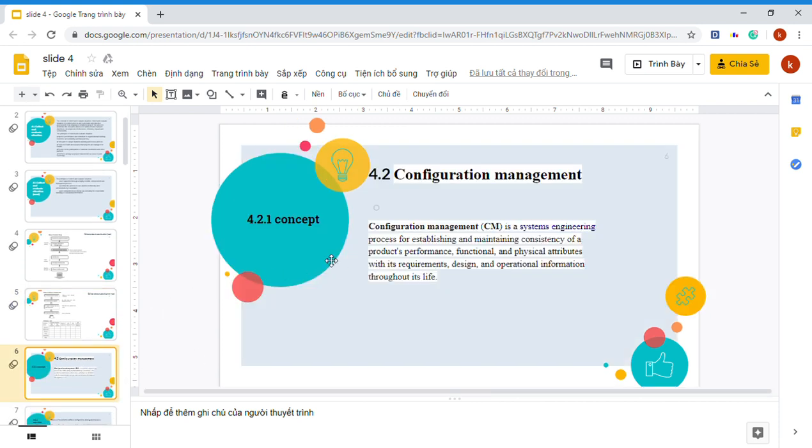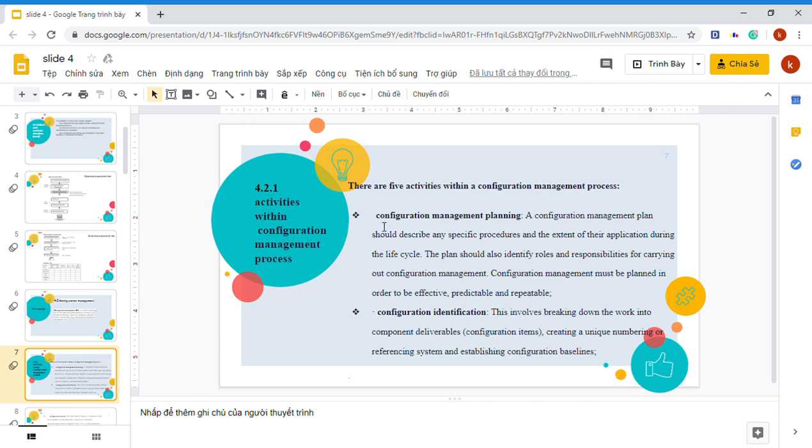Next, point 2, concepts of configuration management. Configuration management is a systems engineering process for establishing and maintaining consistency of a product's performance, functional and physical attributes with its requirements, design, and operational information throughout its life.